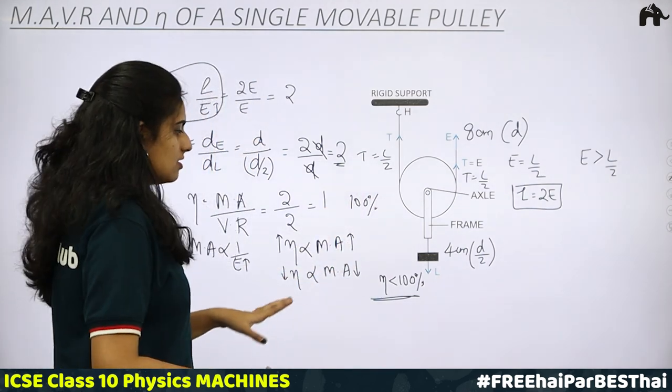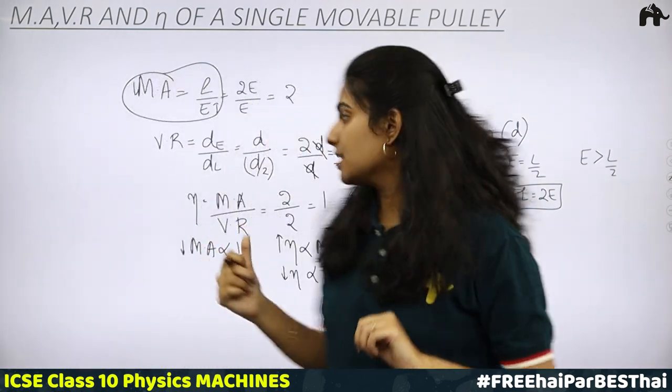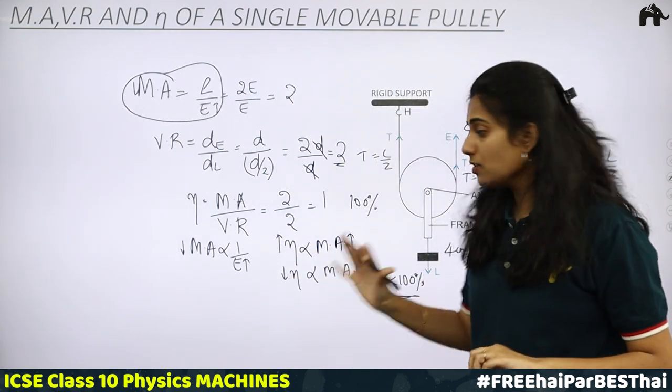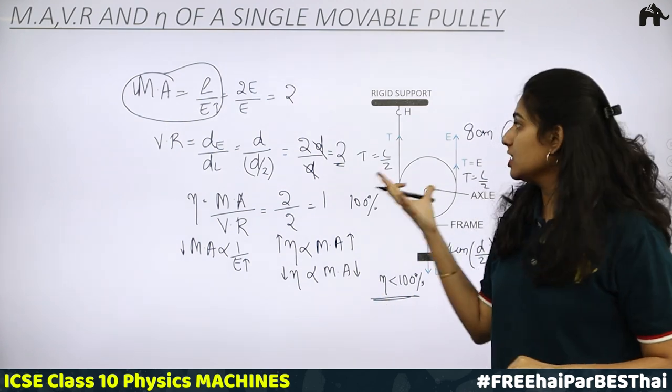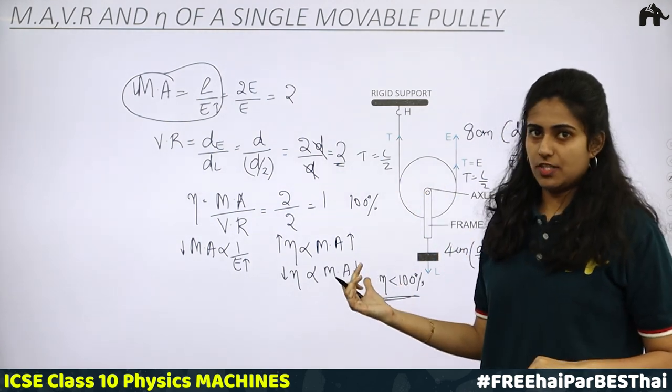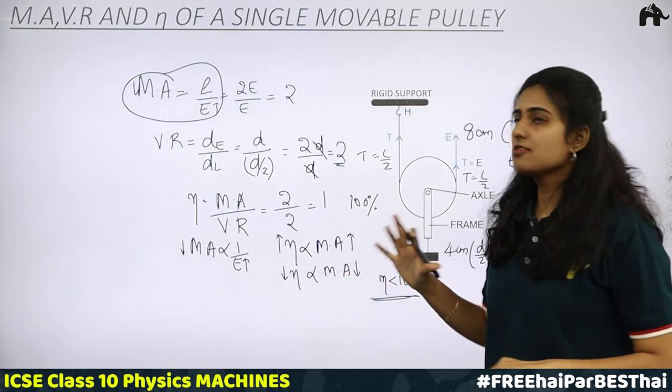So this is the real concept. Okay, in a real system, this is what happens. In an ideal concept only, you can say that efficiency of the system is 100%, when friction and the mass are not considered.